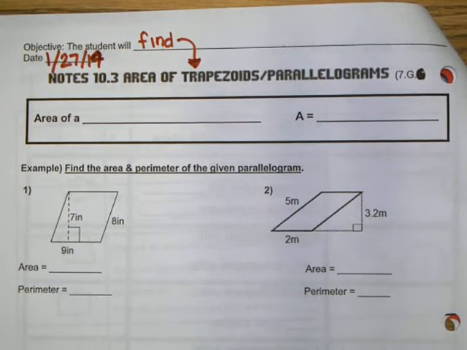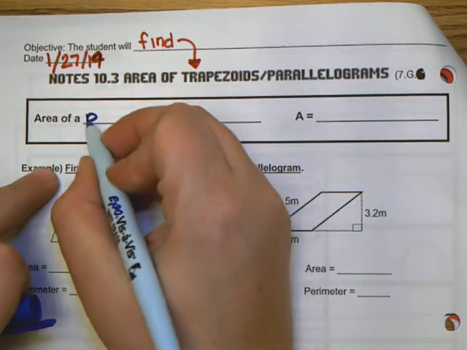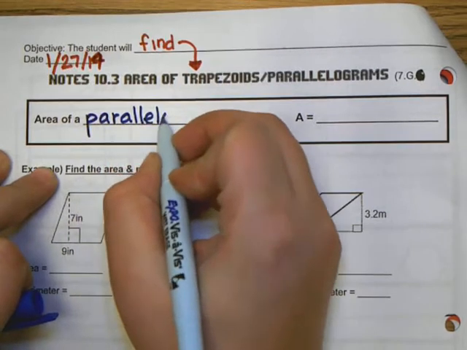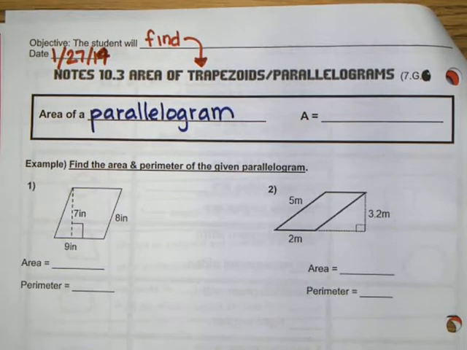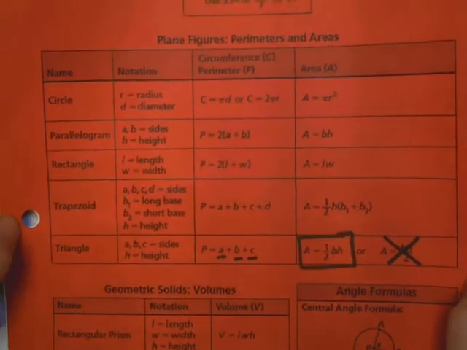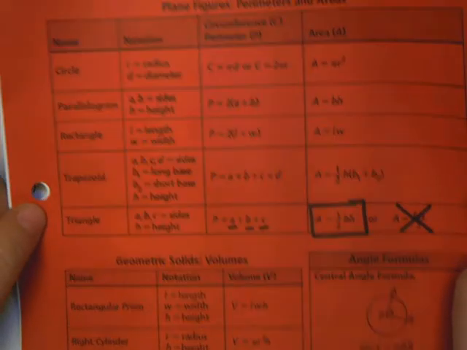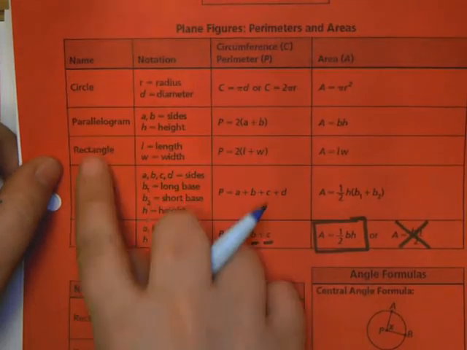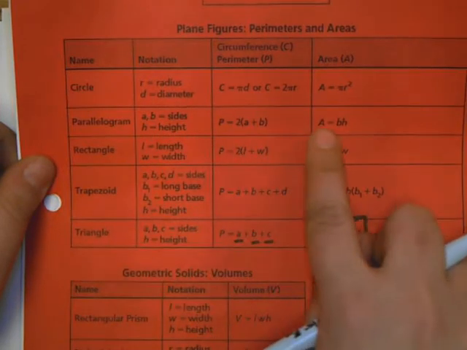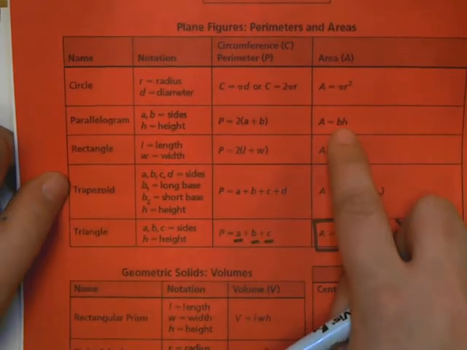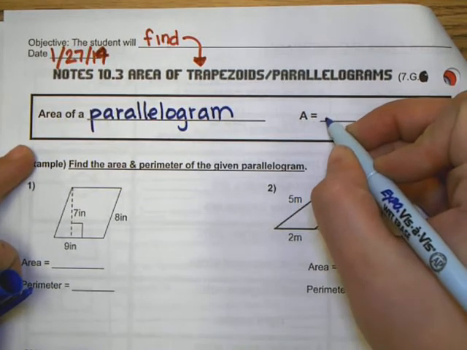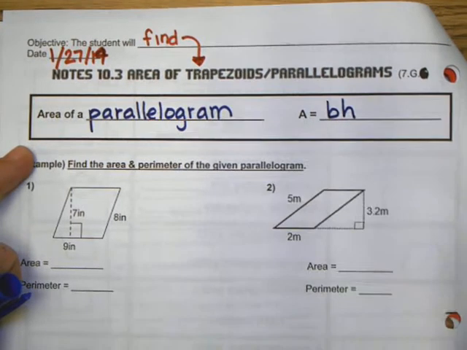Alright, so if we take a look at the front page of your packet, where all the formulas are, we're going to start with the area of a parallelogram. Let's see if this is something we need to memorize or if this is something given to us. So if we check out our packet, parallelogram, and we go across to area, it says to take the base and multiply by the height. Okay, so the area equals the base times the height.